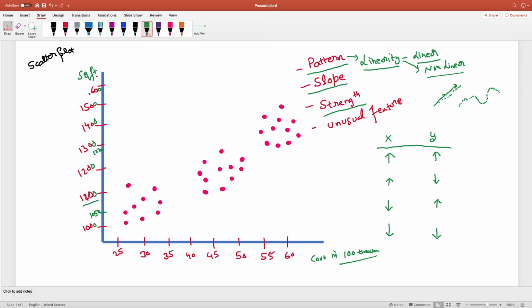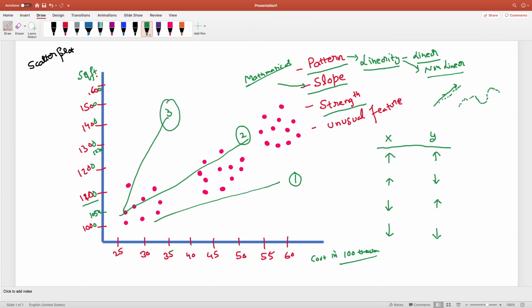Slope is a mathematical term, right? So you need to have a mathematical entity for the slope, which means how would you tell what the slope is? I showed you three slopes, right? One slope is this, another slope is this, another slope is this. So this is my slope 1, this is my slope 2, and this is my slope 3, and these are all different slopes altogether.